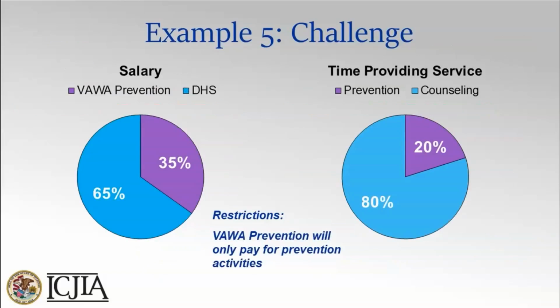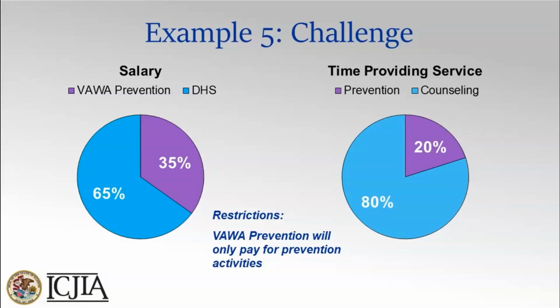So this is our last example. In this case, this person's salary is funded 65% with DHS, 35% with VOCA prevention. Okay, and we know there's a restriction. VOCA prevention money will only pay for prevention services. It won't pay for direct services. So when we look on the right side and look at how this person is generally spending their time, it looks like only 20% of their time is spent doing prevention work, while the other 80% of their time is on counseling activities. So let's try to plug those numbers into our formula.